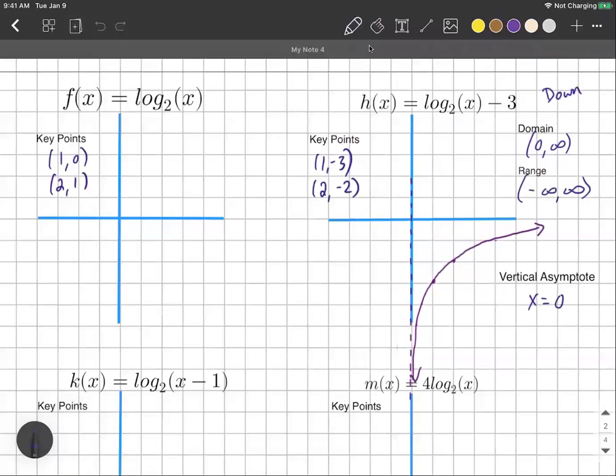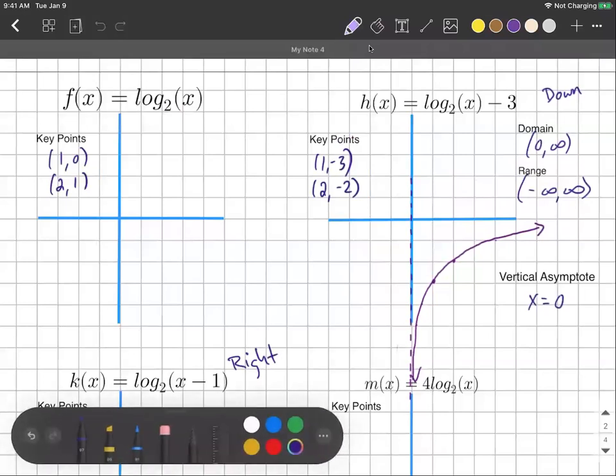Now that's a little bit different from how we attach this minus 3 where it was attached to the entire function, as opposed to our next one, we have log base 2 of the quantity x minus 1. So in that case, the minus 1 is attached directly to x inside the function, so that's going to be a horizontal movement. In this case, horizontal movements kind of work the opposite direction we think they should. This is going to move everything to the right.